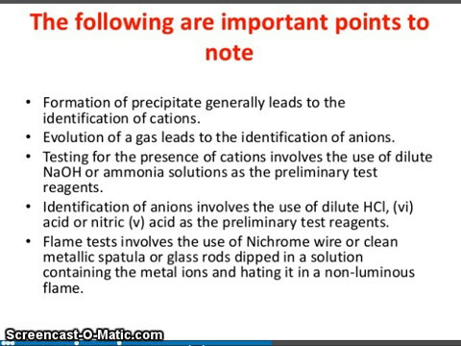Now, the following are important points to note. Formation of a precipitate generally leads to the identification of cations. Evolution of a gas leads to the identification of an ion. Testing for the presence of cations involves the use of dilute sodium hydroxide or ammonia solution as the preliminary test reagents. Identification of an anion involves the use of dilute HCl or nitric acid as the preliminary test reagents. The flame test involves the use of a nichrome wire or clean metallic spatula or glass rod dipped in a solution containing the metal ions and heating it in a non-luminous flame.